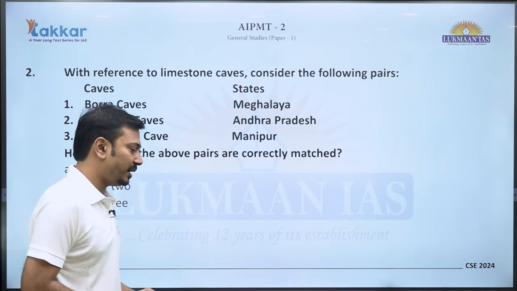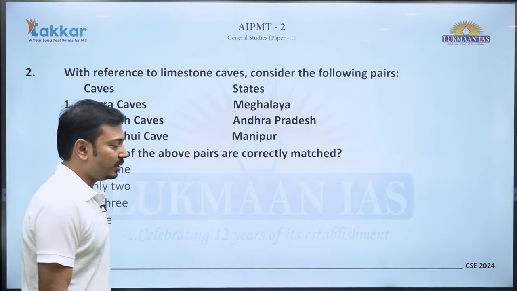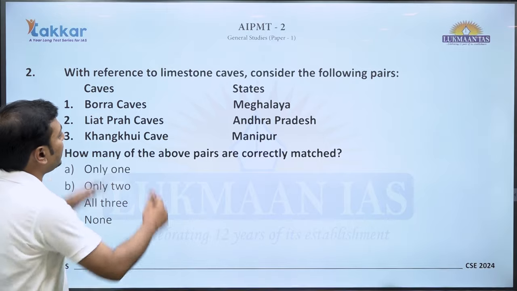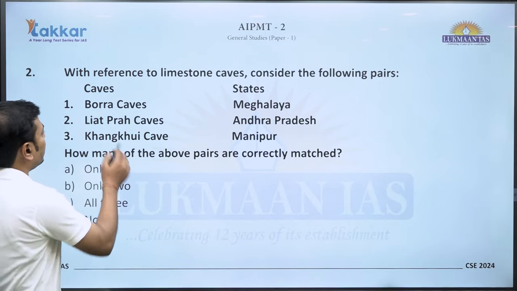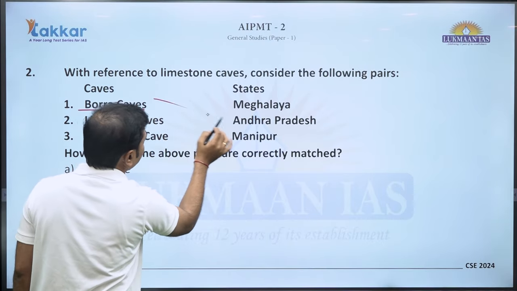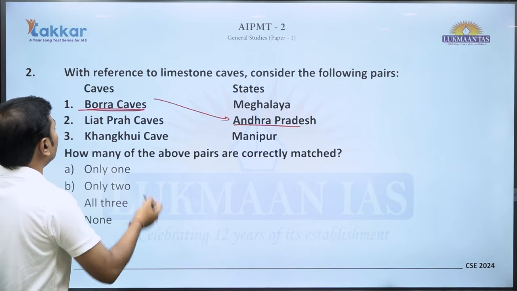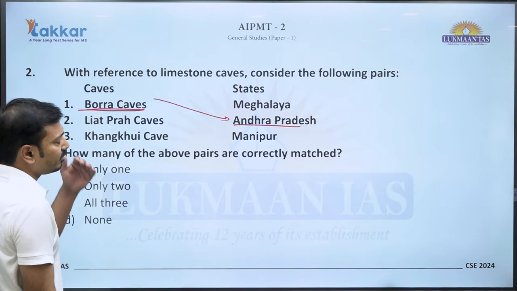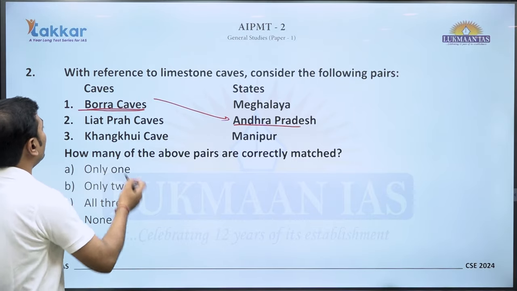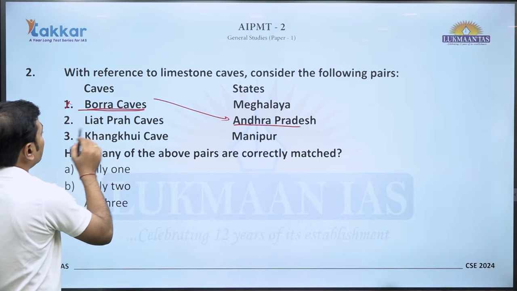Especially caves, which are a unique feature of karst topography, limestone areas, where these are mostly found. Right. So caves and states. Borra caves, very famous caves in Andhra Pradesh. Okay, so this is incorrectly matched. It is found in Andhra Pradesh near Araku Valley, which is a tourist destination. Borra caves are very famous. Okay, so this is incorrectly matched.